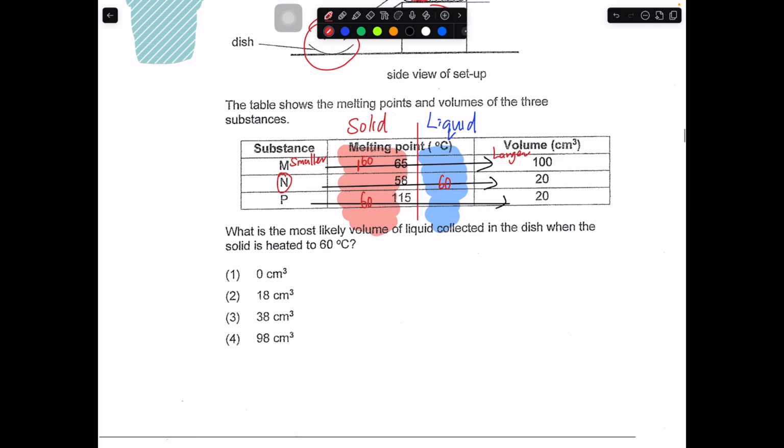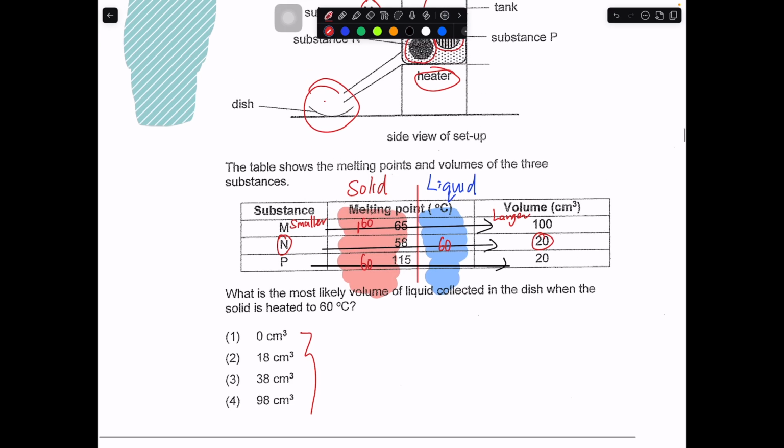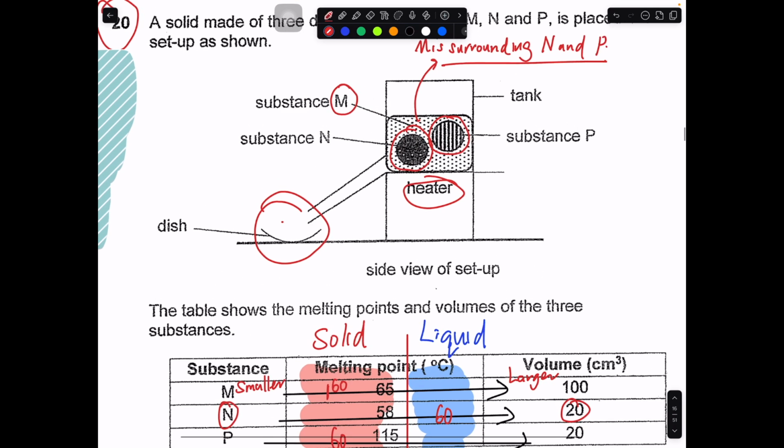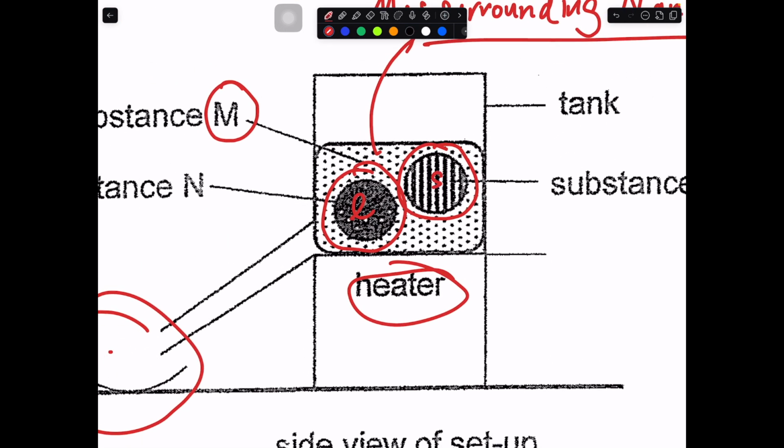But you take a look at this 20. Why don't we have all these answers over here? In this case, we go back to the diagram. You know that this one will be a liquid, and this one will be solid. This one will be in blue color. Liquid will just flow out, right? It should have flowed out.